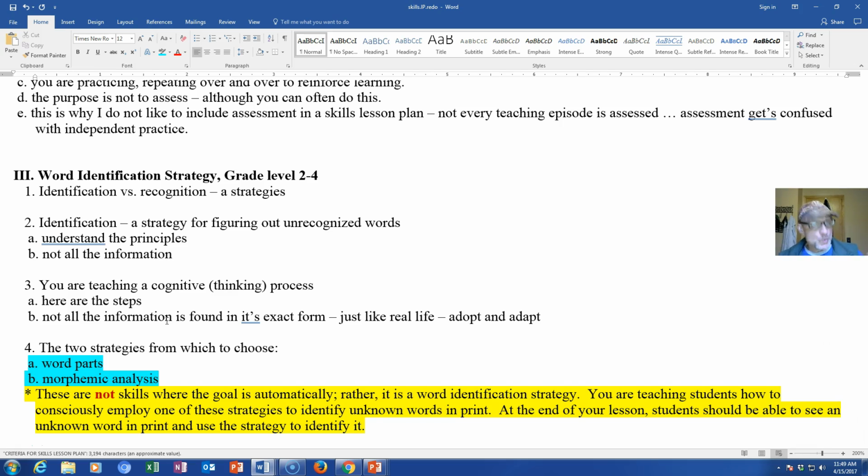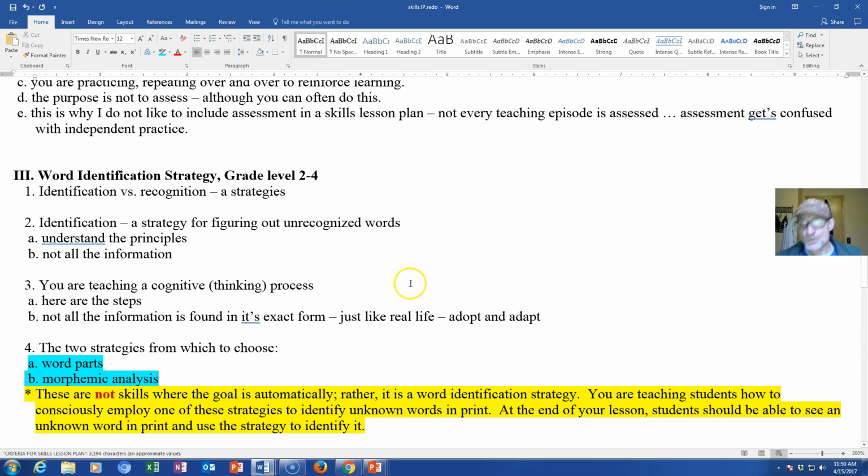Different than word recognition. Word recognition is automatically knowing what a word is, recognizing it. Identification is a strategy for figuring out unrecognized words. And again, you need to understand the principles here. Not all the information that you need is found in the book, meaning that you can't simply say, oh, here are the steps, and apply them into a template. You have to understand the principles. All the principles are there. The principal ideas, the principal elements, you need to then adopt and adapt and apply them.